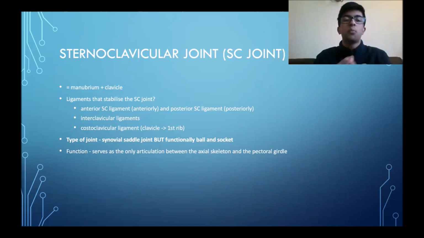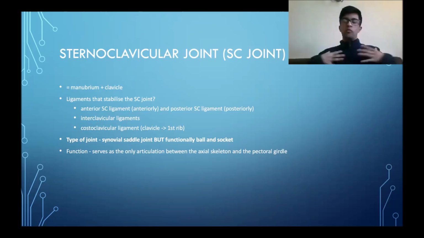Key point: what type of joint is the sternoclavicular joint? This is something your anatomy teachers might ask you, and it's a synovial saddle joint. So that's the type of joint. But interestingly, if you move your arm like this, you can see it's like a ball in a socket. It functionally acts as a ball and socket. Ball and socket has high mobility, but that's why you need the ligaments for stability, right? And the function is that it serves as the only articulation between the axial and pectoral girdle.